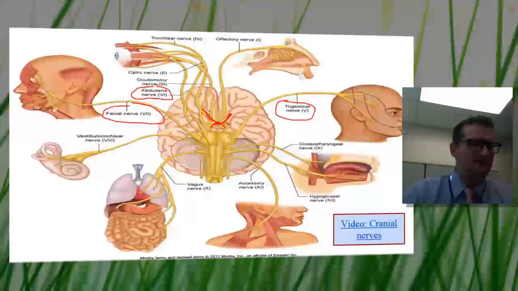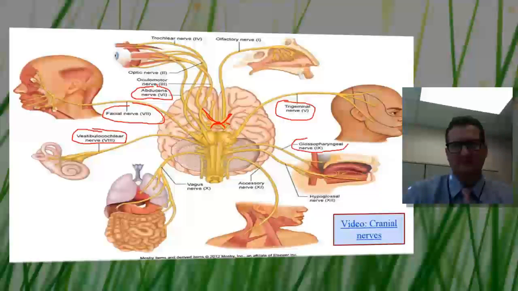Number 8 is the vestibulocochlear nerve that goes to the inner ear. Number 9 is the glossopharyngeal nerve. Number 10 is the vagus nerve that goes down to the smooth muscle and organs in the thorax and abdomen. Number 11 is the spinal accessory nerve that goes to the muscles of the neck. And finally, number 12 is the hypoglossal nerve.